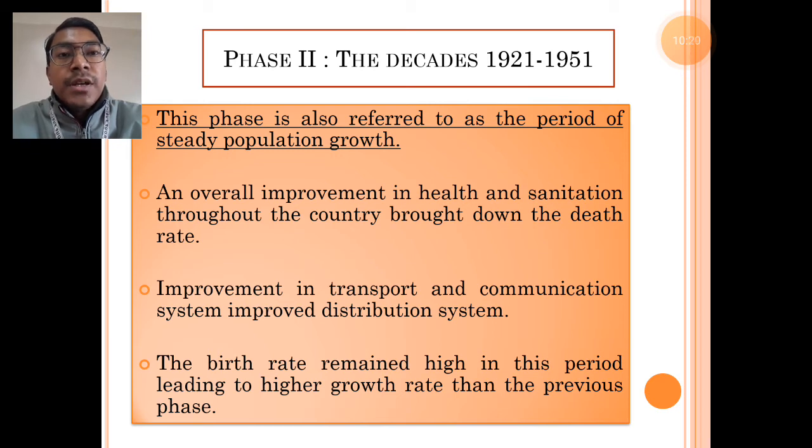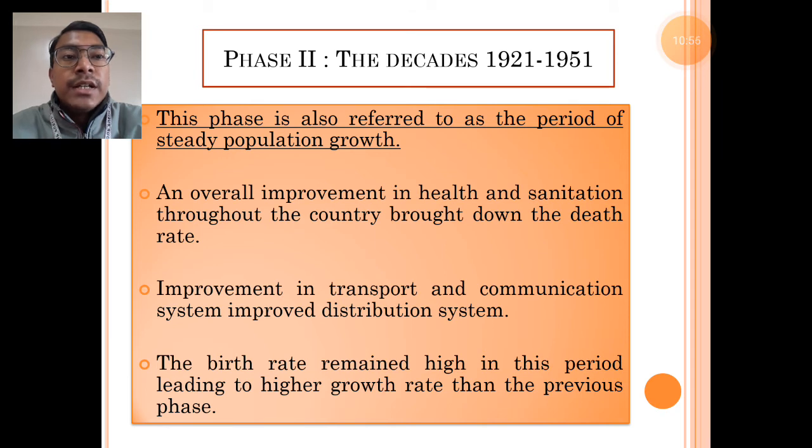Why? Because in the period between 1921 and 1951, there was an improvement in the health and sanitation facilities throughout the country. Improvement in the medical facilities increased the life expectancy of the people. In phase 1 we saw that people used to die of certain diseases as they did not get proper medical facilities. But during the second phase, because of improvement in health and medical facilities, the death rate became lower.